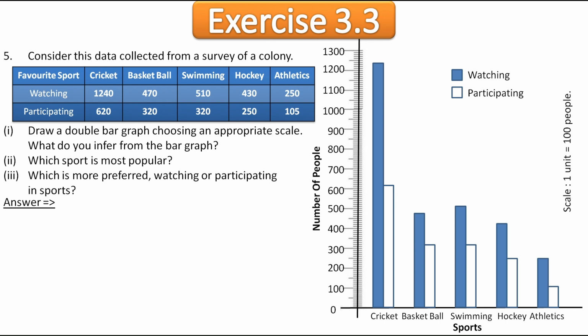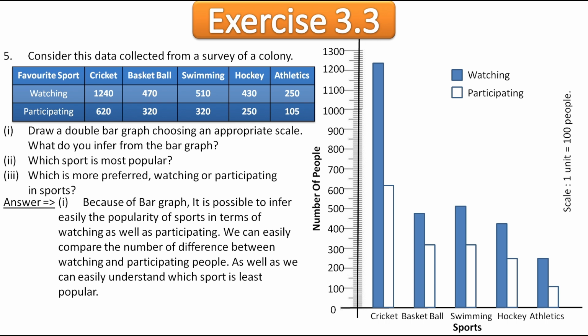So how can we write the answer for this question? We can write it this way. Because of the bar graph, it is possible to easily infer the popularity of sports in terms of watching as well as participating. We can easily compare the difference between the number of watching and participating people, and we can easily understand which sport is least popular, and so on. So this is the answer for the first question.